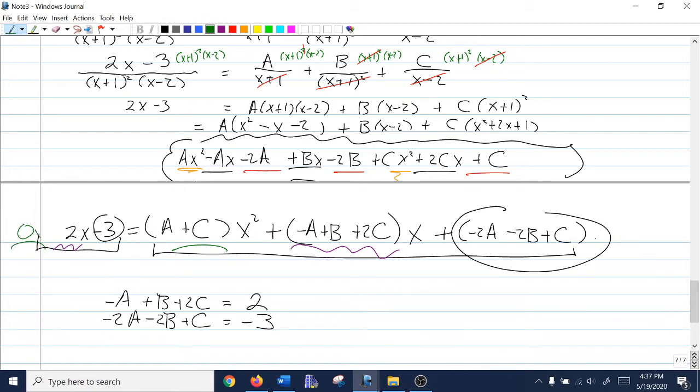Hey, wait, there is no x squared coefficient? That's fine, that's a 0x squared. It's going to equal 0. What's our x squared coefficient? It's a plus c.